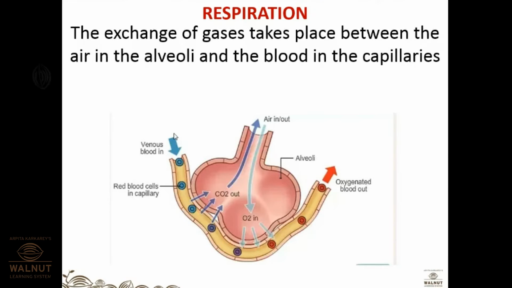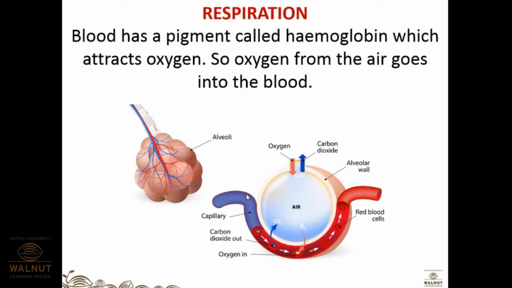The exchange of gases takes place between the air in the alveoli and the blood in the capillaries. As we have discussed, alveoli are also surrounded by a network of fine blood capillaries. So this is how the exchange is facilitated. Blood has a pigment called hemoglobin which attracts oxygen. So oxygen from the air goes into the blood, and that oxygen binds with hemoglobin. That is a red pigment present in your blood, and hemoglobin will transport that oxygen to each and every body cell.